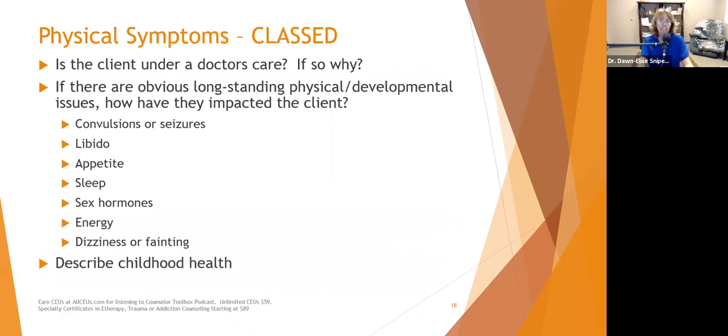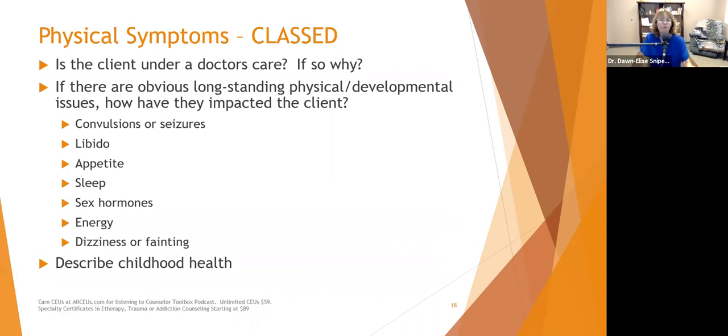So the mnemonic for this is CLASS. CLASS stands for convulsions or seizures, libido, appetite, sleep problems or changes, sex hormones, remember estrogen, low testosterone, energy, and dizziness or fainting. Let me also put in with sex hormones, if a woman has recently given birth or stopped breastfeeding, then there's going to be significant changes in estrogen levels, which can contribute to depression.